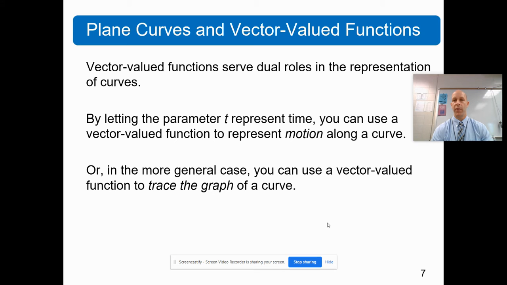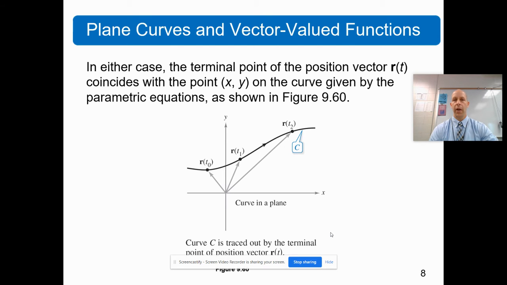By letting the parameter t represent time, we can use vector valued functions to represent motion along the curve. In a more general case, you can use vector valued functions to trace the graph of a curve. In either case, the terminal point of the position vector r of t coincides with the point x, y on the curve and is given by the parametric equation.